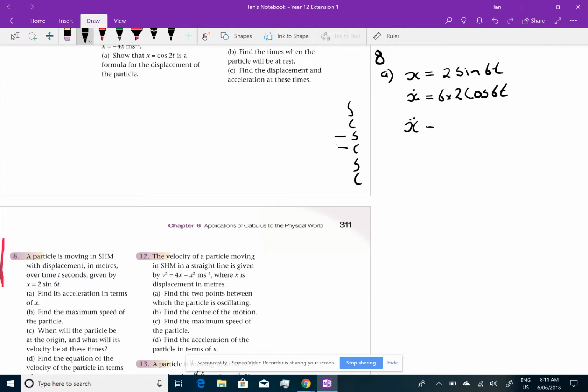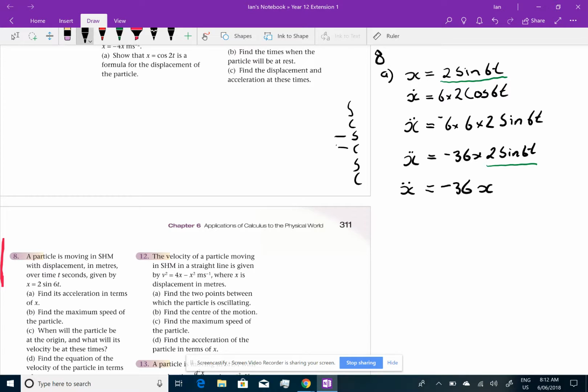And again, I have to do this a second time. 6 times 2. Cos goes to negative sine, so I'm going to put a negative here, and I get sine 6t, and again, I have to multiply by what's inside. So here, I get the acceleration is minus 36 times 2 sine 6t. And I didn't multiply that 2 times 36, because 2 sine 6t is what x is. So I can just put x in down here, and I've actually done my proof for simple harmonic motion because I've shown that that is a differential equation. So let's move on to B now.